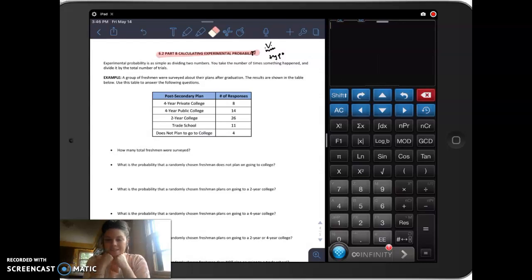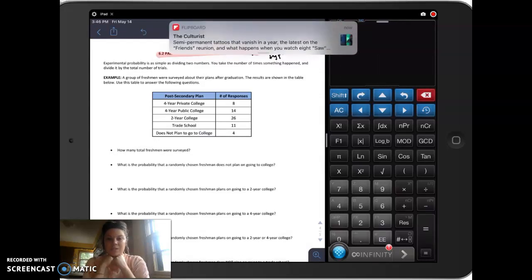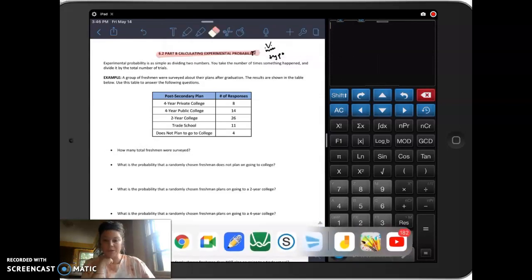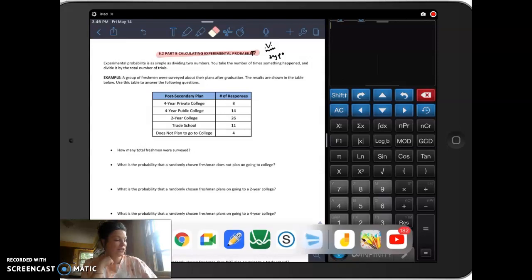Hello. I hope you enjoyed and are feeling successful from part A of this. And now we're going to move on to part B. You're really going to need a calculator. And I want you to use this same calculator that I am using. It's this blue one. It's called calculator hashtag.